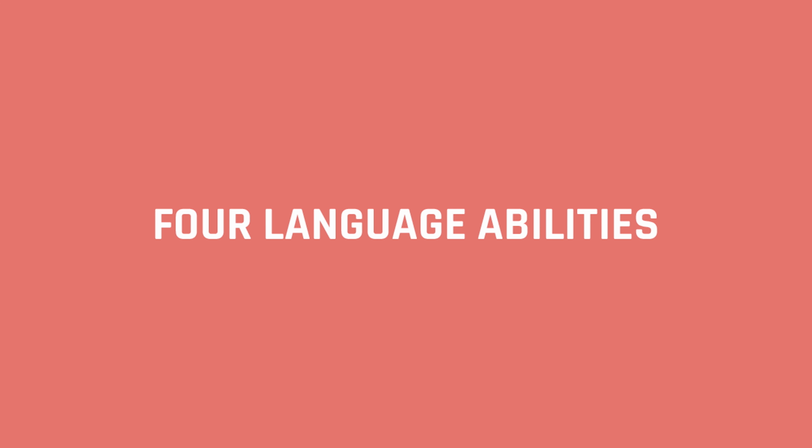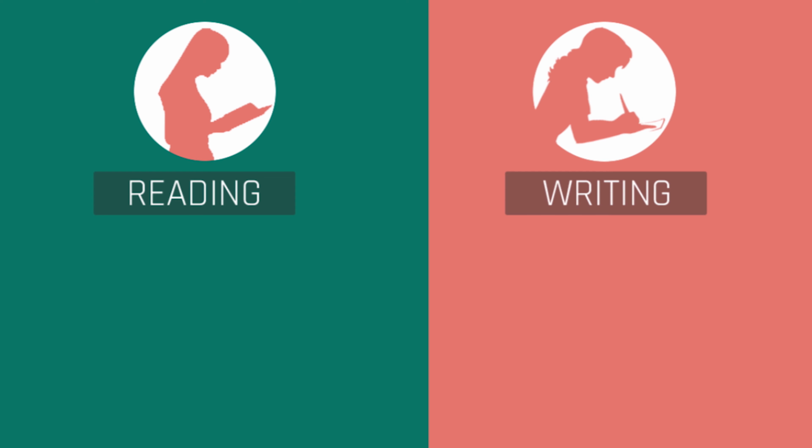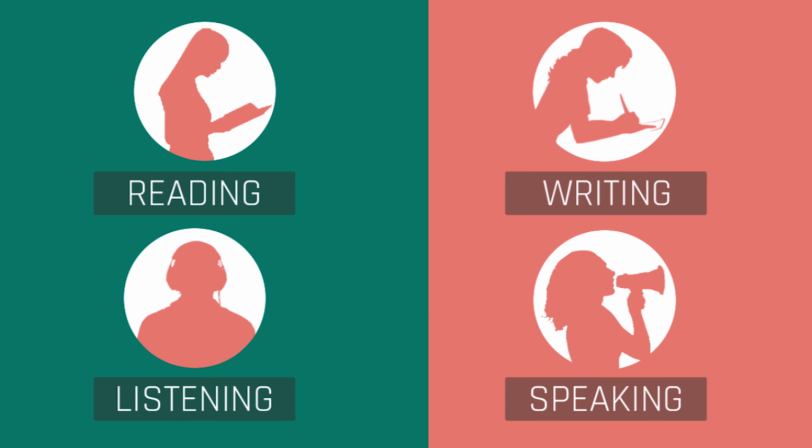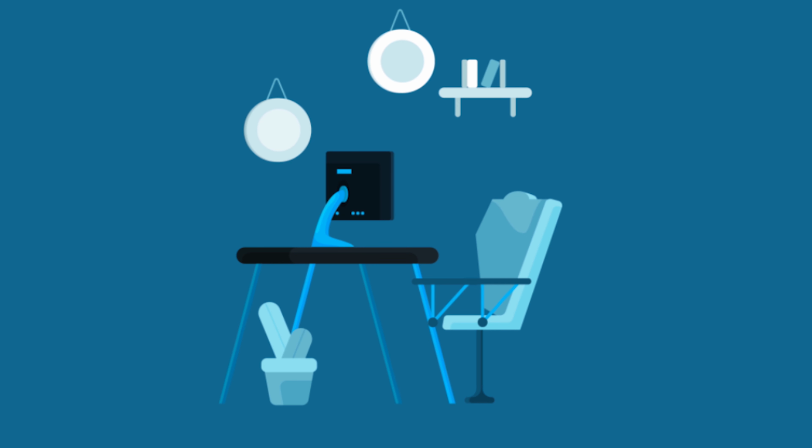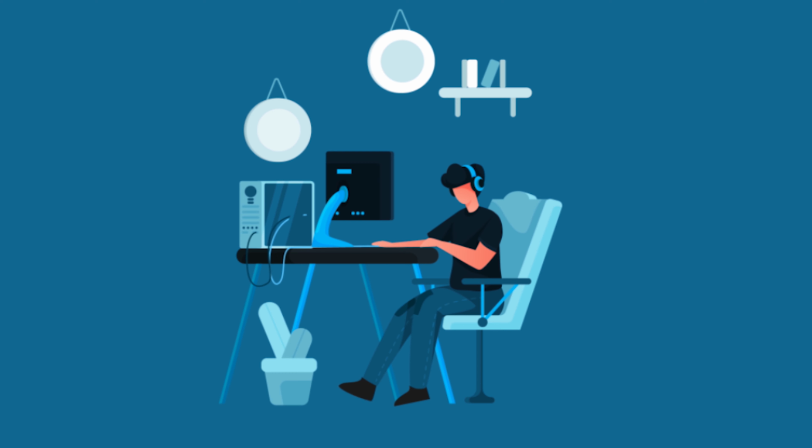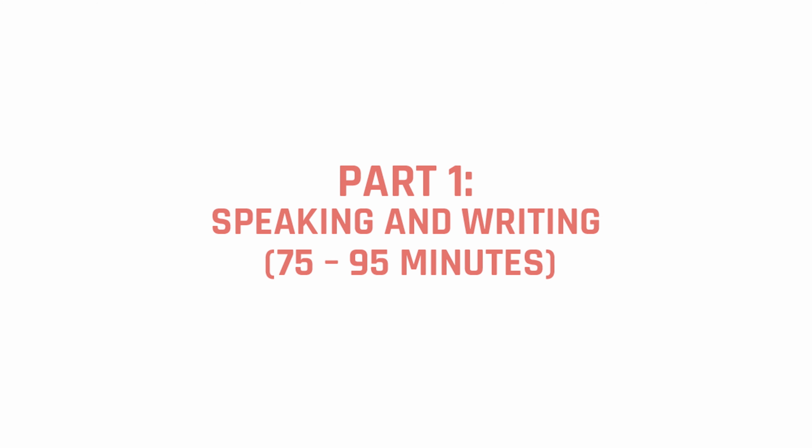The PTE exam is 3 hours long and it tests your language abilities in 4 skills, which are reading, writing, listening, and speaking. All the 4 components of the exam are completed using a computer, including the speaking component. Part 1 of the exam is speaking and writing, which takes 75 to 95 minutes.